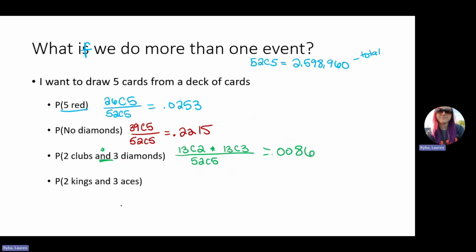All right, our last one here, probability I get 2 kings and 3 aces. So there are 4 kings, of which I want to get 2 of them. There are 4 aces, of which I want to get 3 of them. So I've drawn my total 5 cards. 52 choose 5. And this one, again, thinking about it, should have an even smaller percent than the previous one because I'm only working with totals of 4 instead of totals of 13.